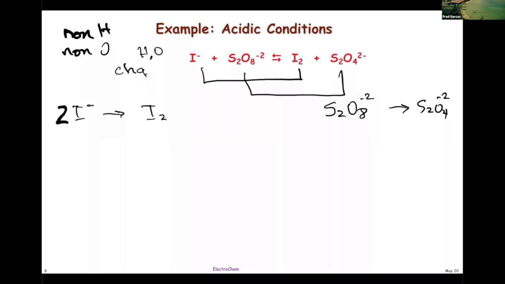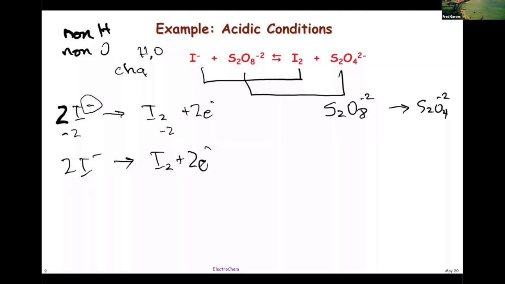Then we balance the charge. There's two negative here, and two negative right here. So minus 2 on the left has to equal minus 2 on the right, so we need to put 2 electrons on this side. 2 electrons means negative 2. So what we have in the end is 2I- goes to I2 plus 2 electrons. Now both sides are equal in atoms and in charge.